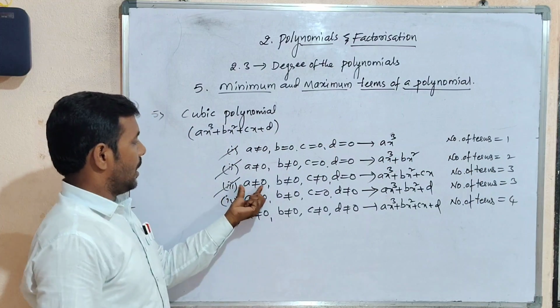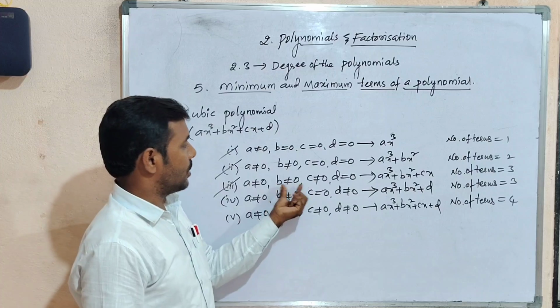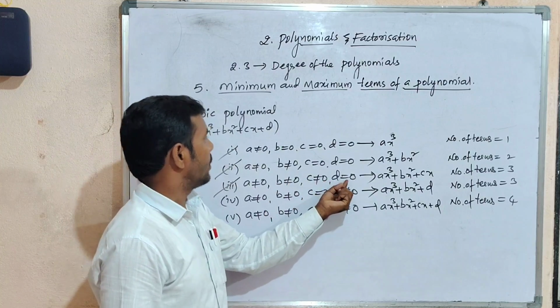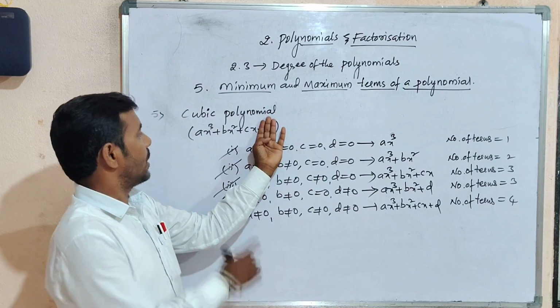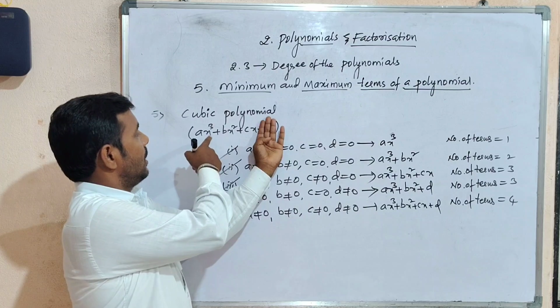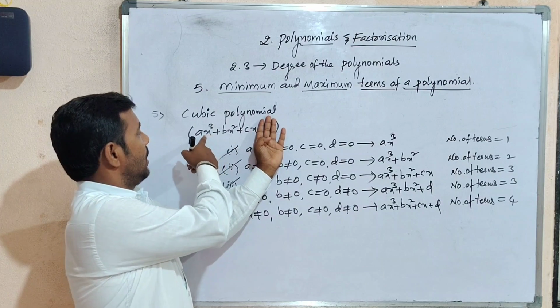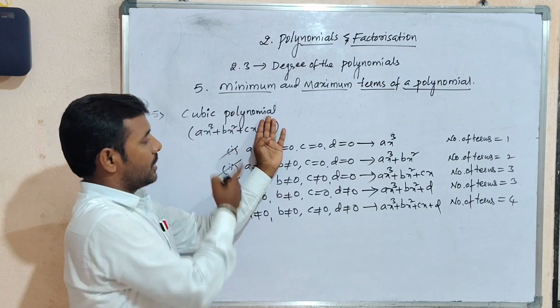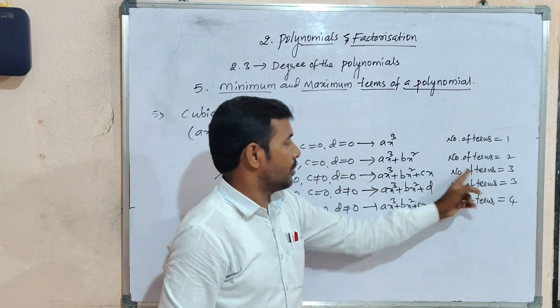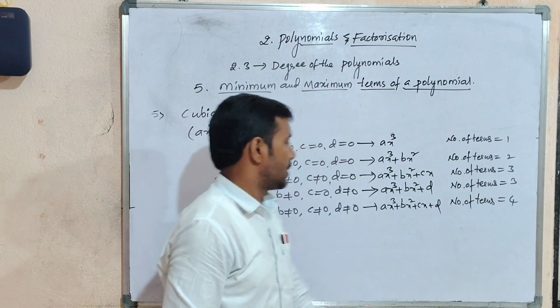Third case: a not equal to 0, b not equal to 0, c not equal to 0, d is equal to 0. What is the remaining answer? When d is considered 0, what is the answer? Ax cube plus bx square plus cx only, no? Written. In this, the number of terms is 1, 2, 3, right?